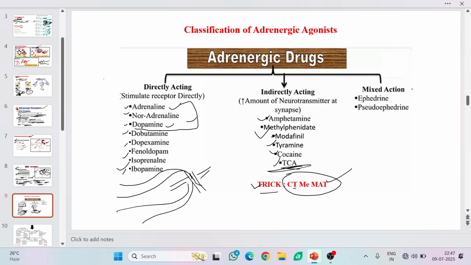Okay. Then mixed acting. Mixed acting is very simple. It includes only two drugs, ephedrine and pseudoephedrine. Okay, so this is the basic classification.